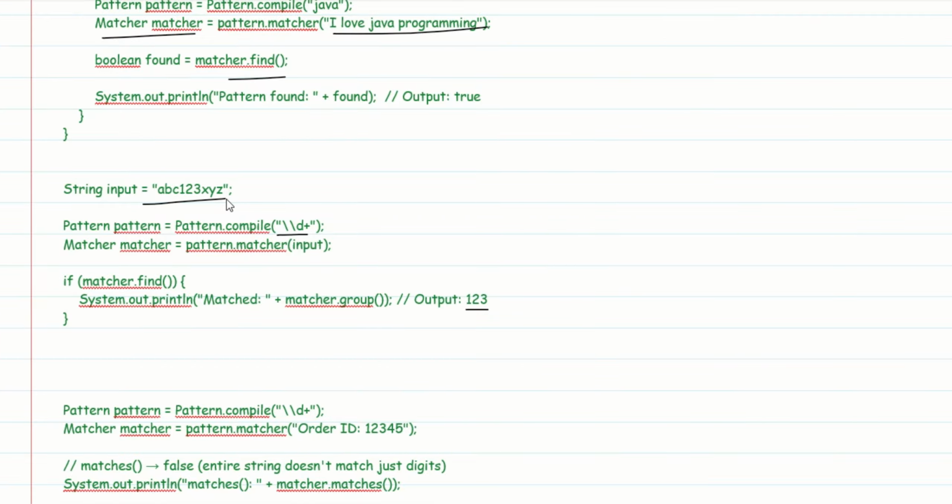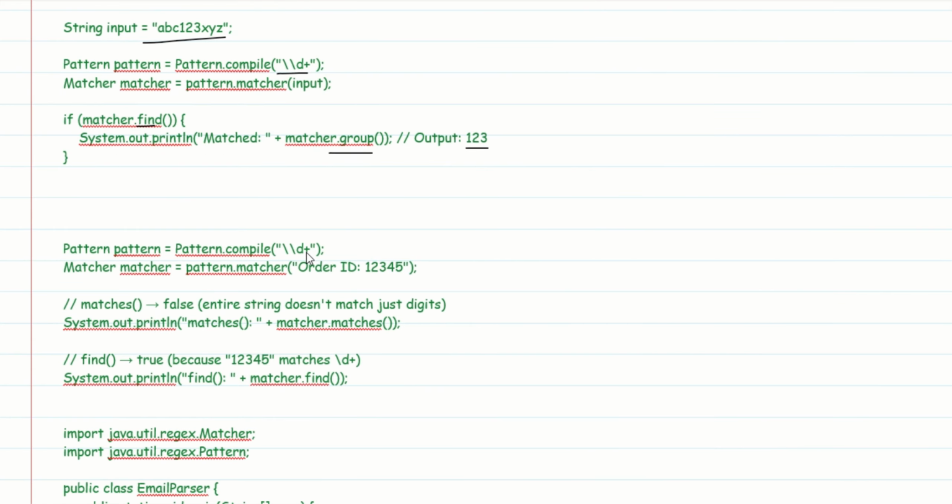In this case, I have provided the input as ABC123XYZ. Here I'm using the find method. First it will try to see whether any part of the string contains digits. So it has 1, 2, 3, and matcher.group will provide that group itself. Like 123 is a group within this string, so it will provide 123.